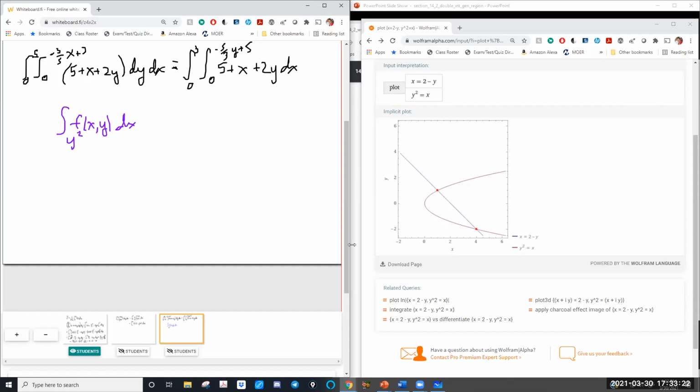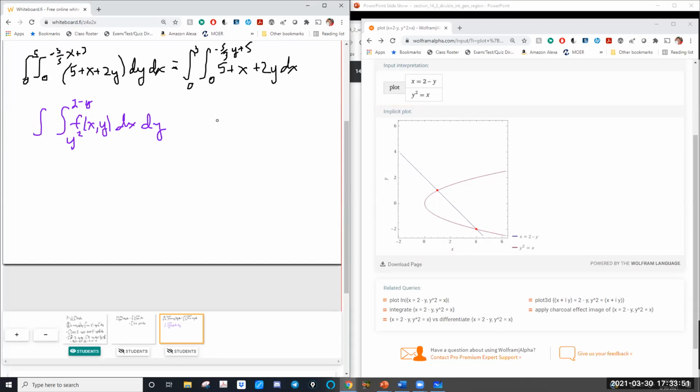So y squared. My upper limit is the right, so 2 minus y. Notice I'm integrating with respect to x, so those limits have a y in them. Next, we're going to do y. Now that means we need these intersection points. Yes, I can actually put the cursor over there and get the intersection points. So I got (4, -2) and (1, 1).